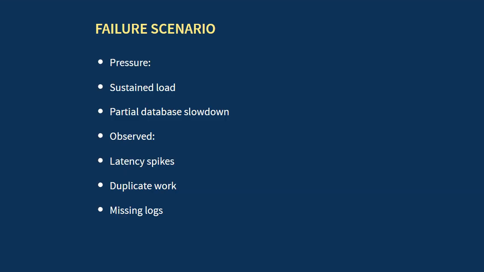As pressure builds, whether from sustained load or partial delays, we may observe latency spikes, duplicate work, and gaps in our logging. Recognizing these signs is crucial in diagnosing system failures. What can we do to track these failures in our logs? Robust logging practices that include context and correlation IDs will help us identify these issues as they arise.